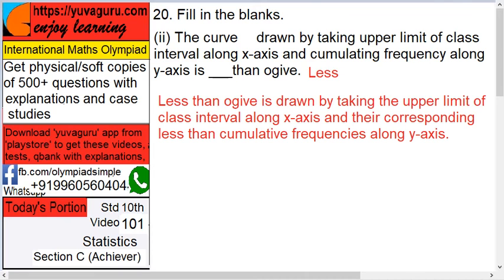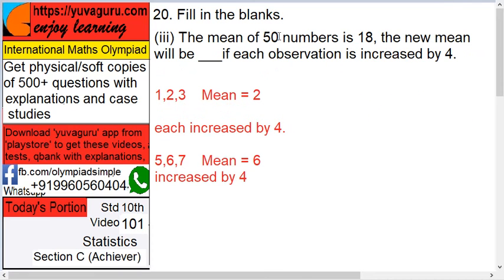Okay. Next, the mean of 50 numbers is 18. The new mean will be dash if each observation is increased by 4. Now don't go for these 50 numbers. Let's take an example of 3. 1, 2, 3. These are the 3 numbers. Mean is what? Mean means average. 1 plus 2 plus 3 upon 3, that is 2. Okay. So each is increased by 4.